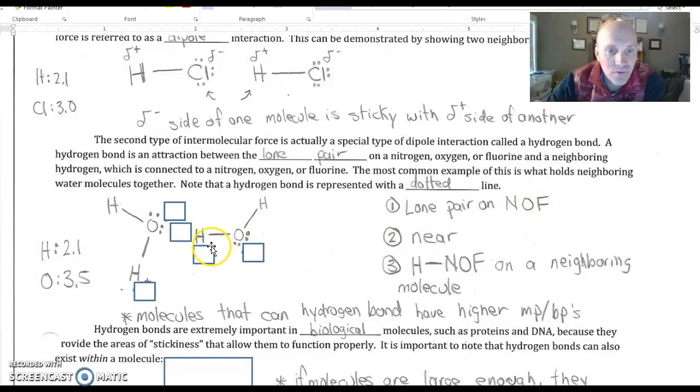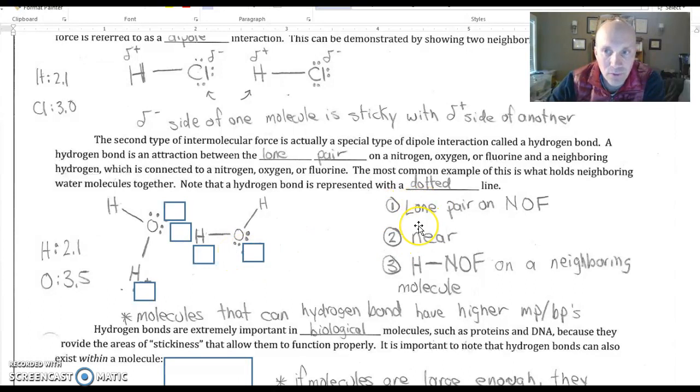All right, and then over here we have a hydrogen which is bonded to a nitrogen, oxygen, or fluorine, in this case oxygen. So that satisfies this third requirement. And the second requirement is something that sometimes we forget. It's got to be near. They've got to be near each other, because if this water molecule were way far away, it wouldn't feel that same effect.